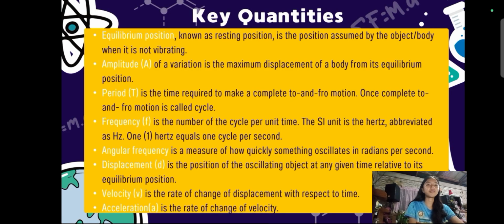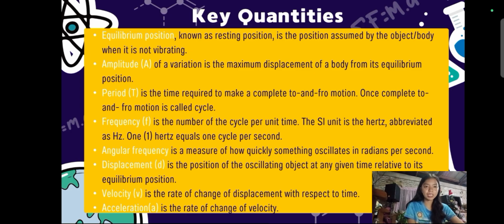So the key quantities for this: the equilibrium position, known as the resting position, is the position assumed by the object or body when it is not vibrating. Amplitude of vibration is the maximum displacement of the body from its equilibrium position. Period is the time required to make a complete to-and-fro motion. Once complete, a to-and-fro motion is called a cycle. So period is really important in order to perform one whole complete cycle.